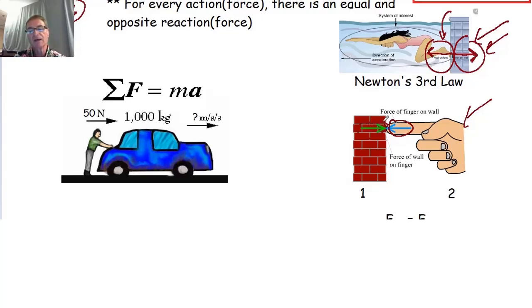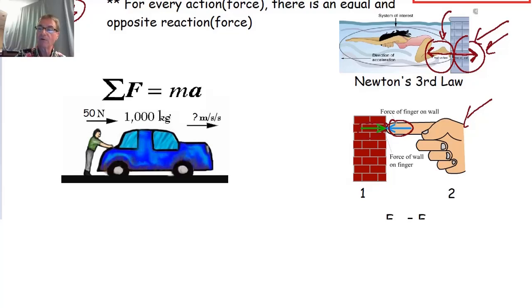But notice that each one of these forces is on a different object. The force applied by my finger is on the wall. The force applied by the wall is on my finger. So there's only one force applied to my finger, and only one force applied to the wall.